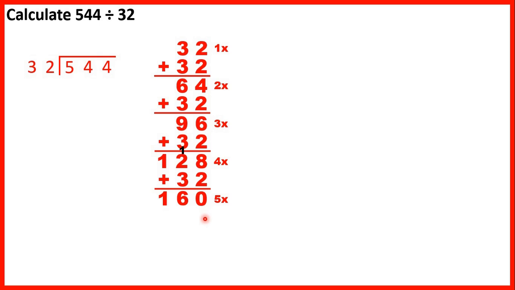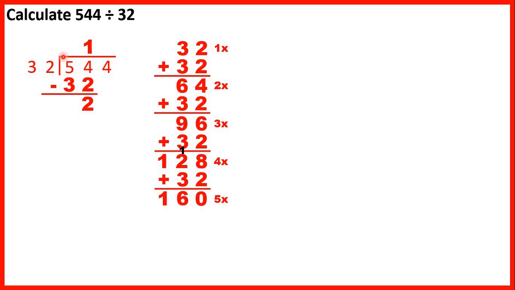And when we get to 5 times, it's often a good idea to look back at the question. So taking the first 2 digits together, we have 54. So we need a number that's as close to 54 as possible, but not more than 54. So the closest number we have is 32, because 64 is too many. And because 32 is 1 times, we can write 1 in our answer line.